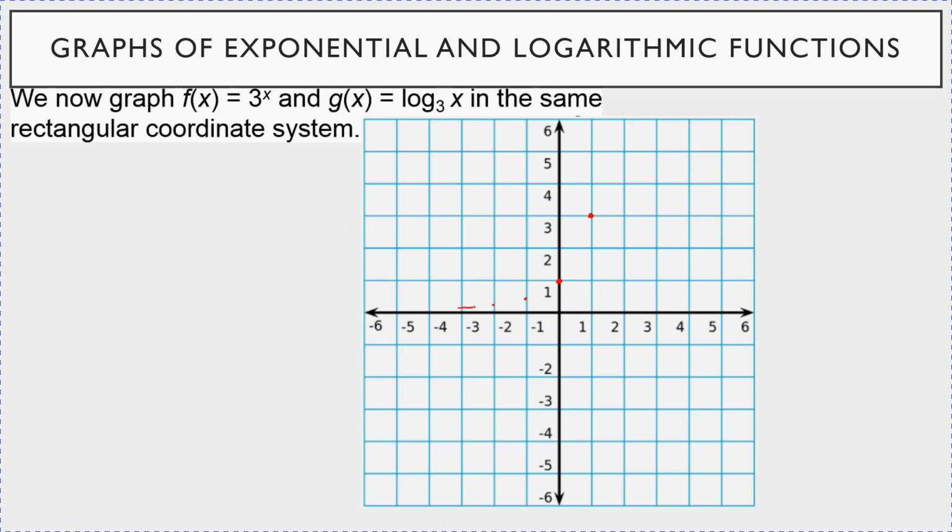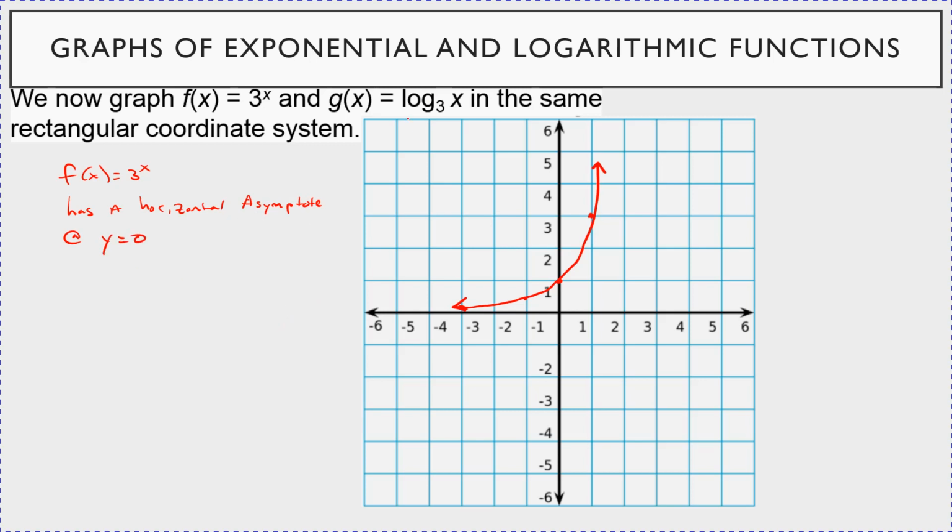But you can see that this roughly looks like this. And look, it has a horizontal asymptote. So f of x is equal to 3 to the x has, this is important, a horizontal asymptote at y is equal to 0.